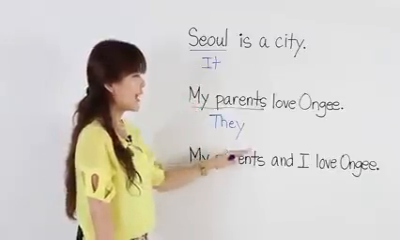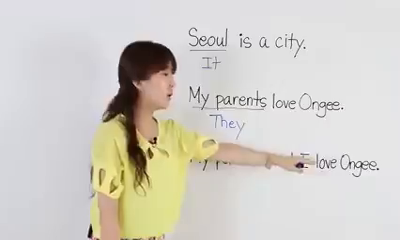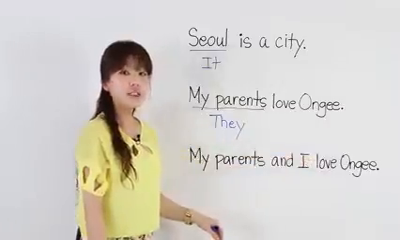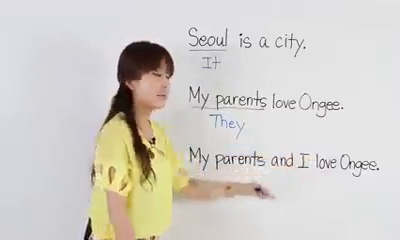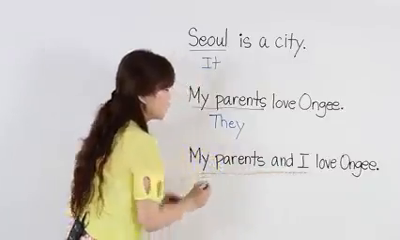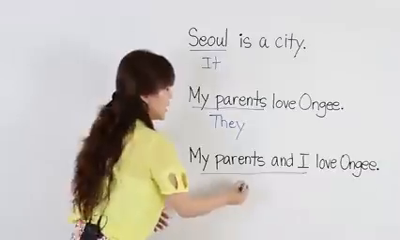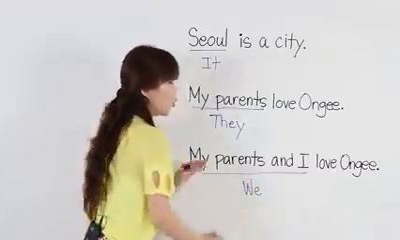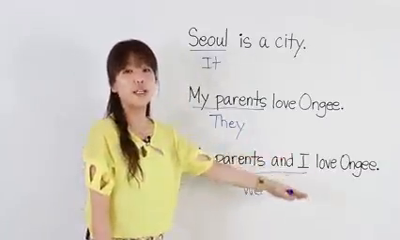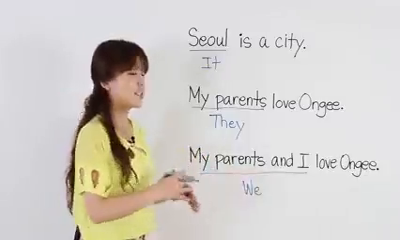The last example is very similar to the second one. My parents and I love Ongi. Okay, the difference is it says and I. So this is my parents with me. So I have to say we. We love Ongi. Okay, all of us.